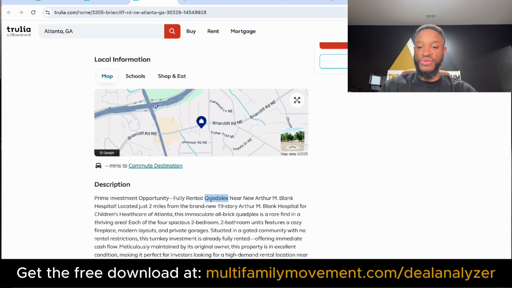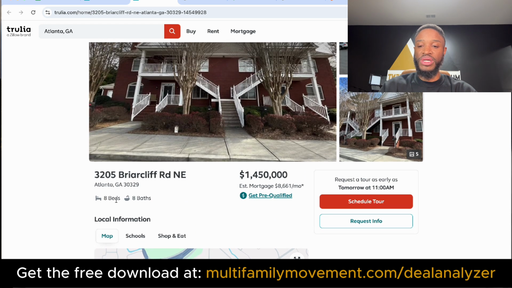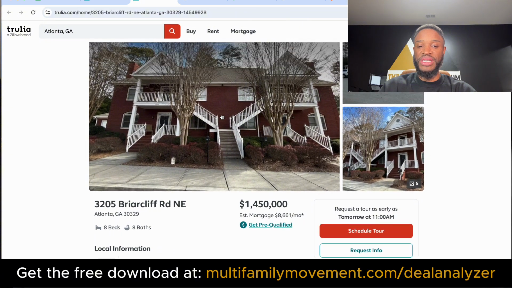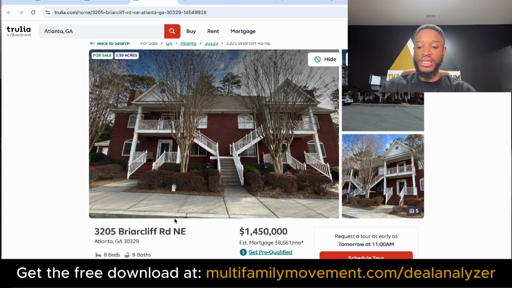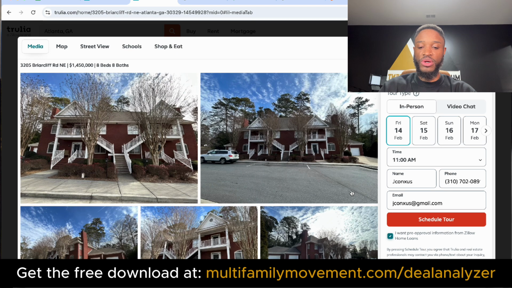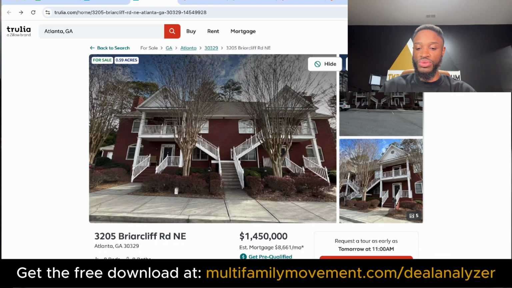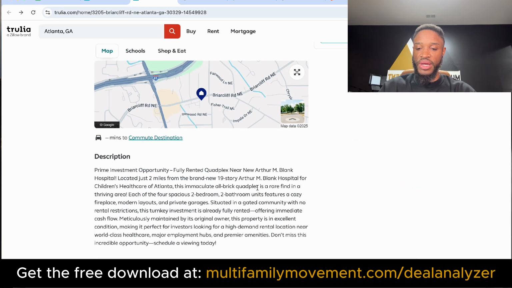If we know that it is a fourplex, then that means that each unit is likely, based on what we see in these pictures, 2 bedrooms, 2 bathrooms, right? And so you can even look at the pictures. They don't have any interior pictures, but you can see just based on the layout that it's probably going to be 2 twos, okay? And they might even say that here. Yeah, 2 bedroom, 2 bathroom, each unit, okay?